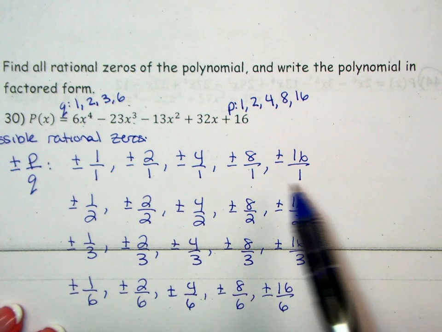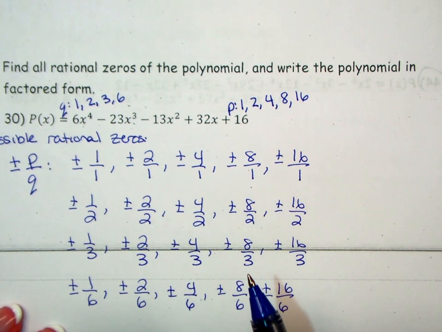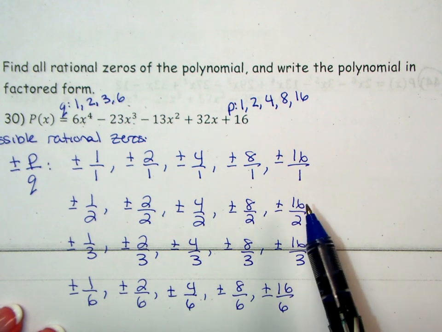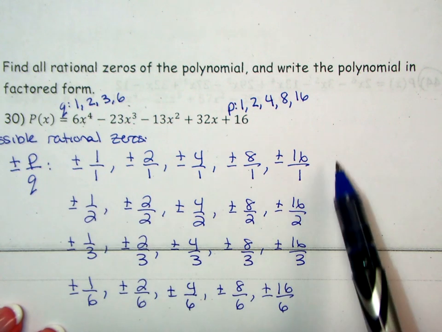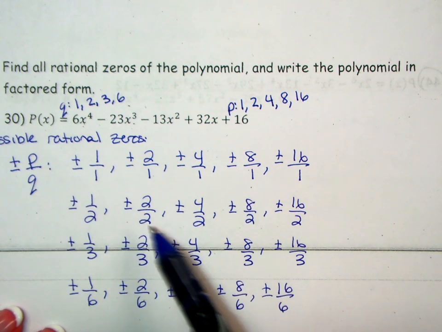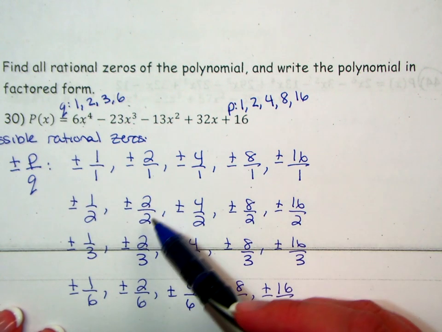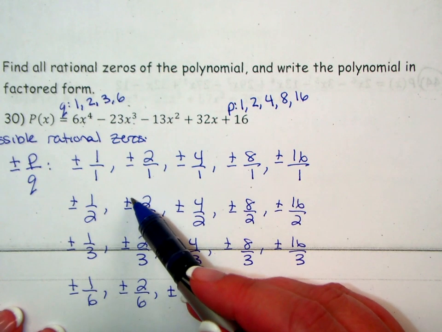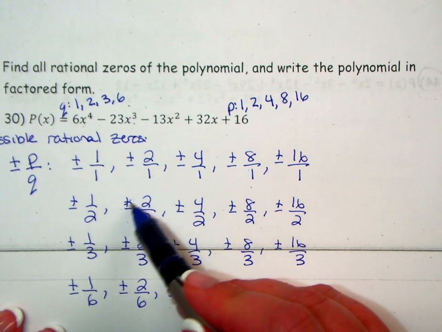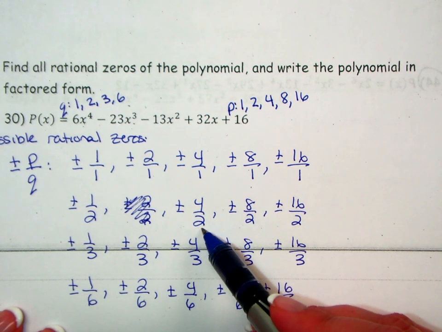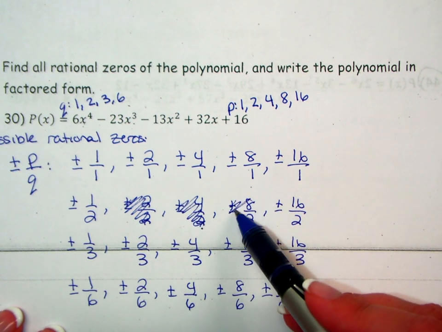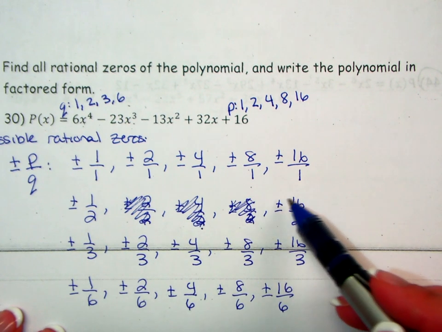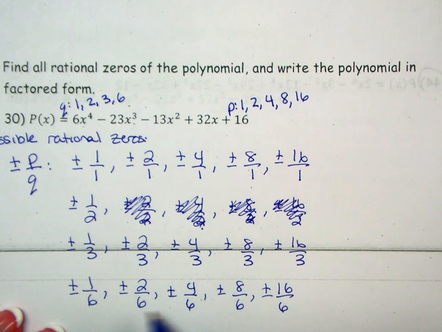Now, on top of that, if there's a duplicate in this list, we need to cross it off. We don't want to list it twice. And so anything that reduces cancels, right? Not the ones over 1. Those ones don't count as reducing, only if the bottom divides the top. So 2 over 2 reduces to 1, and we already have 1 in our list. 4 over 2 reduces, crossing it off. 8 over 2, cross it off. 16 over 2, cross it off.